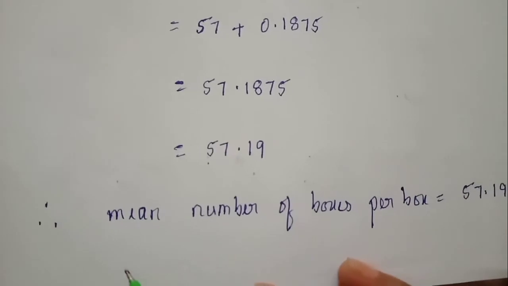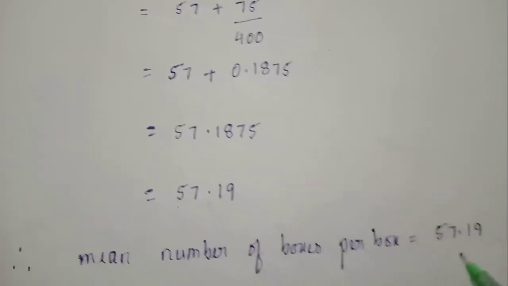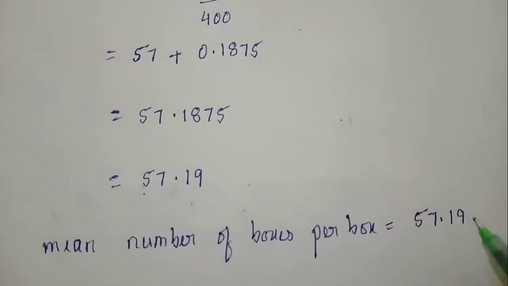Therefore, the mean number of mangoes per box is 57.19.